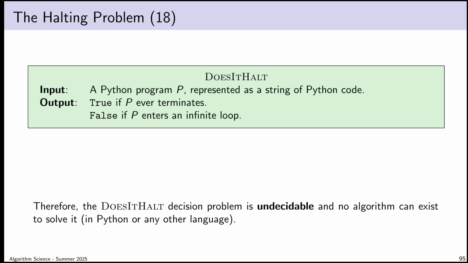That means that the does it halt decision problem that I've written down here for Python programs is undecidable. There is no way of ever implementing an algorithm that will answer this question correctly in all cases. That's not just true of Python programs. You could do the same thing in Java or C++ or Fortran or whatever. Those are all Turing-complete languages.